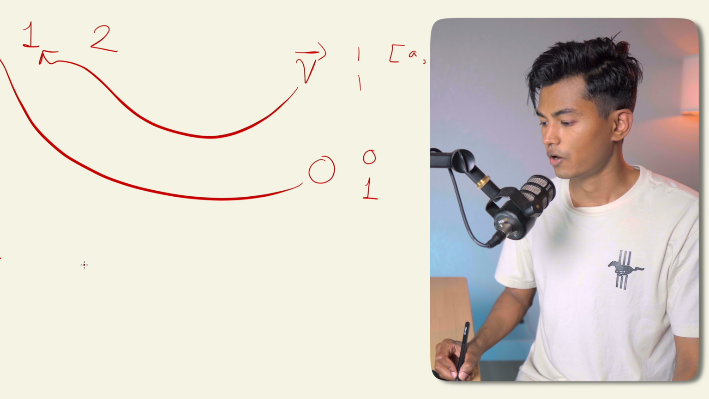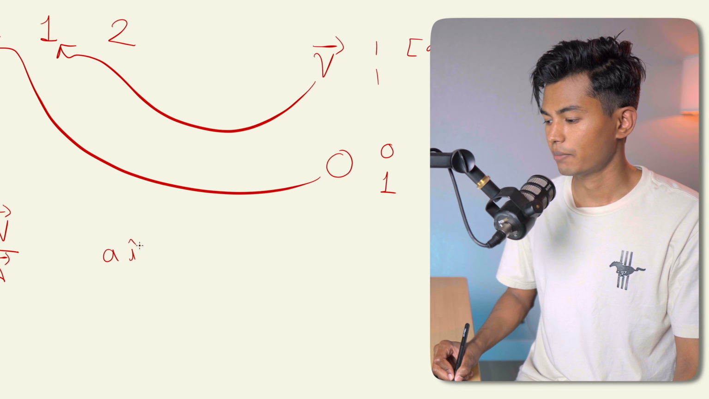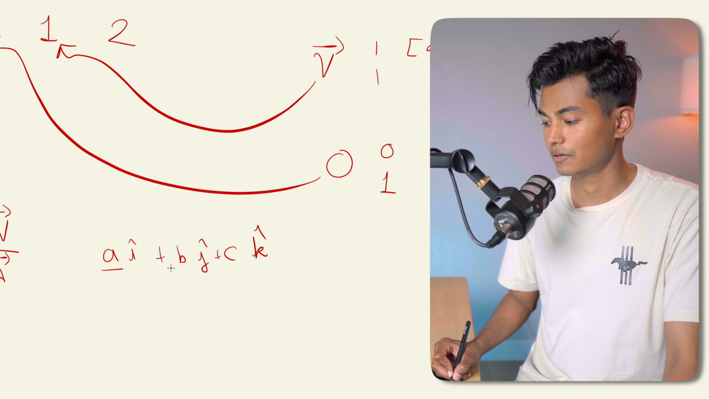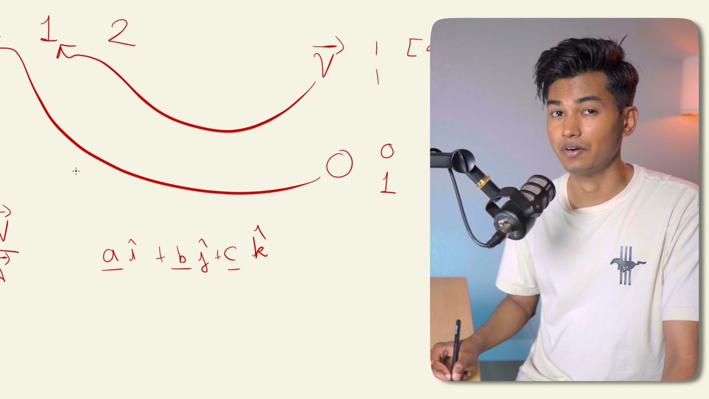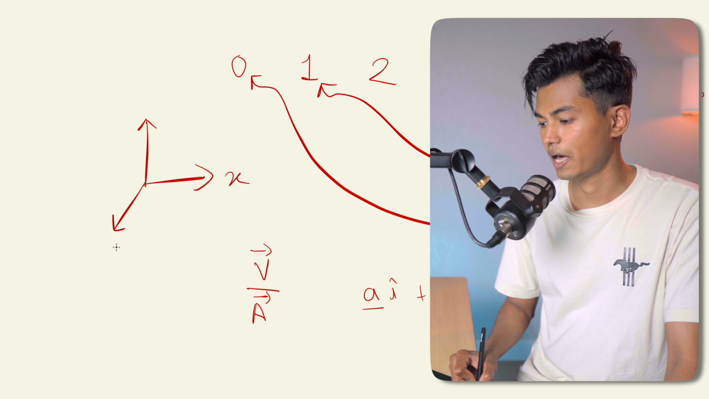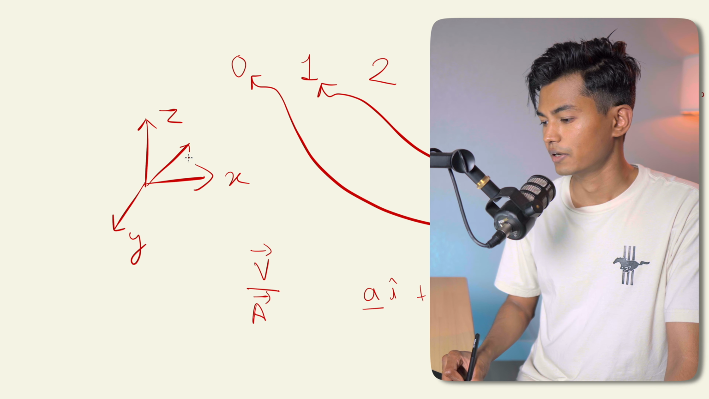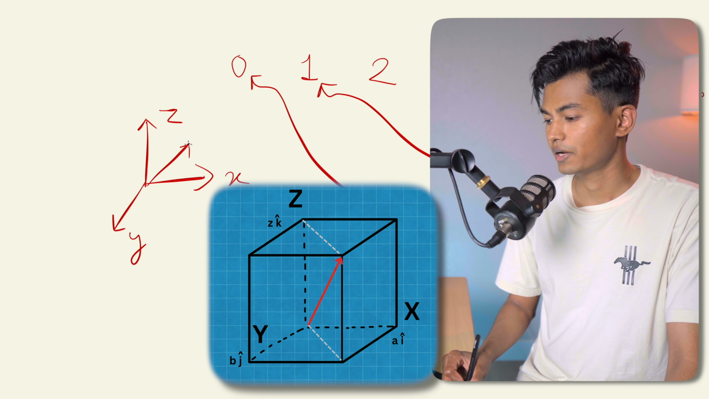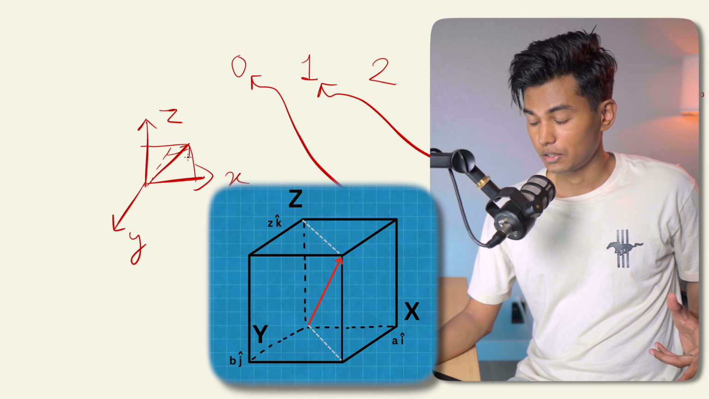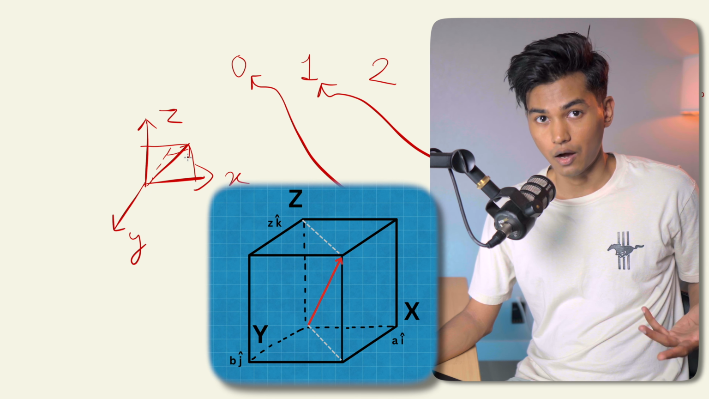For example, velocity is represented by ai cap plus bj cap plus ck cap. These are the three different magnitudes in three different directions. They are in total of three directions. Those are the three dimensions. If there is a vector in the middle, how much of it is in x direction, how much of it is in z direction, and how much of it is in y direction? You need three different quantities to actually define a vector.